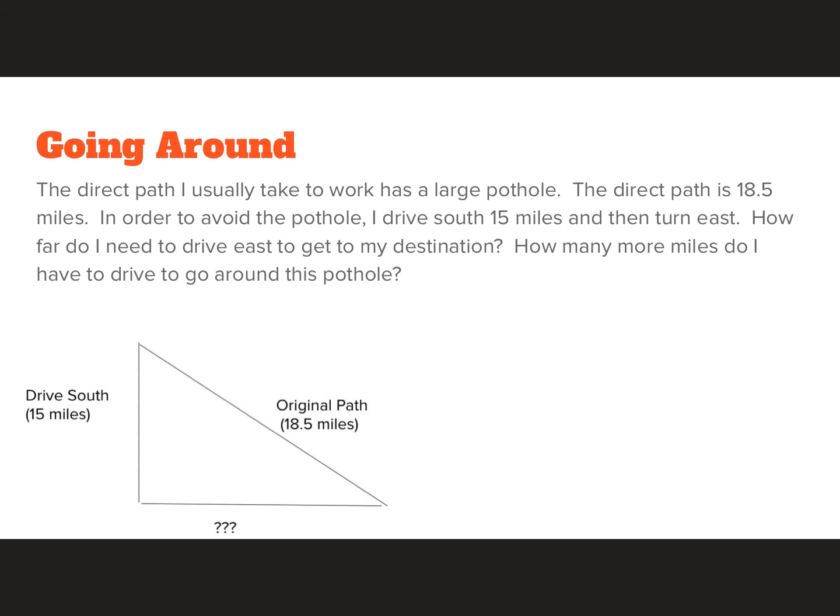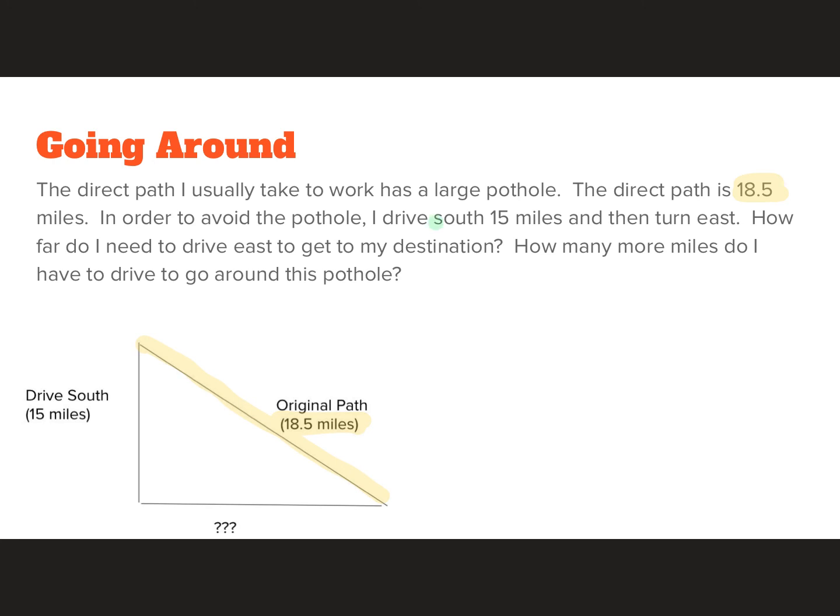Okay, so now let's look at this, going around. The direct path I usually take to work has a large pothole. So you can see, here is the direct path I usually take to work. It has a large pothole on it. The direct path is 18.5 miles. You can see that there. In order to avoid the pothole, I drive 15 miles and then turn east.